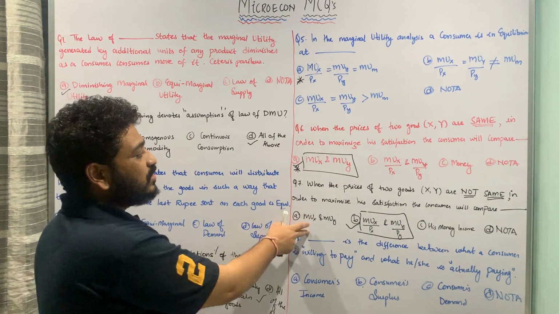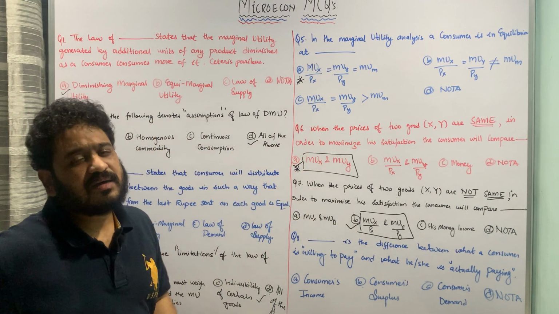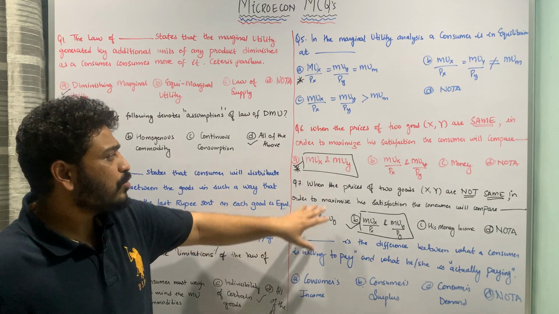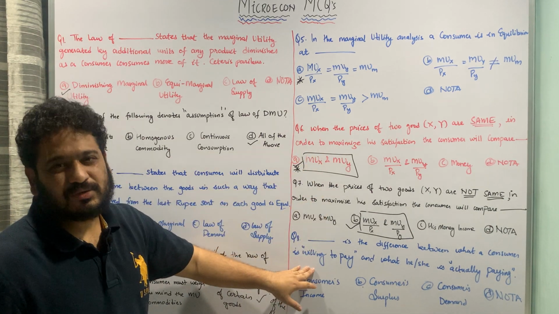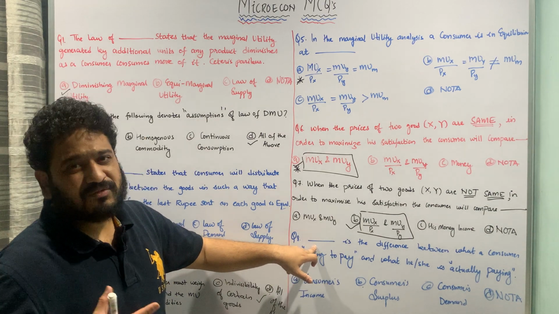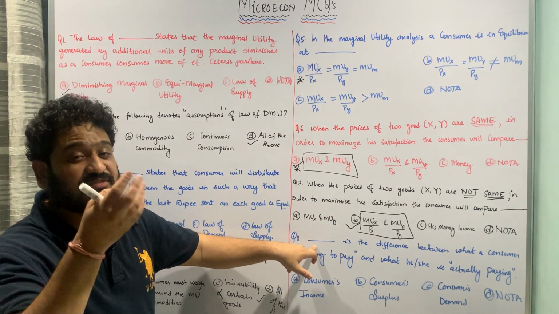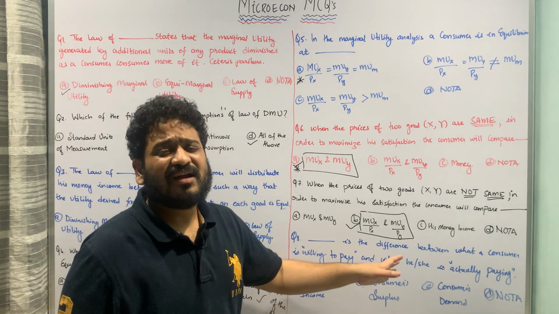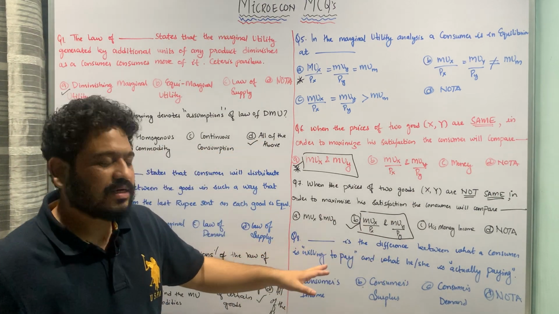I hope both these questions are pretty much clear. Very important questions with respect to the utility analysis. I hope these are clear. Let us now move to the last question in this segment, which is talking about one of the very important concepts as far as indifference curve analysis is concerned. First we understand this, and then we move towards something called indifference curve analysis or ordinal utility analysis.